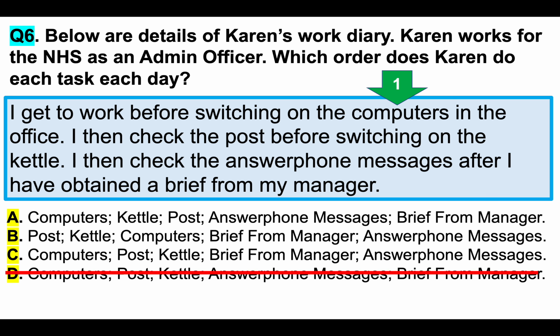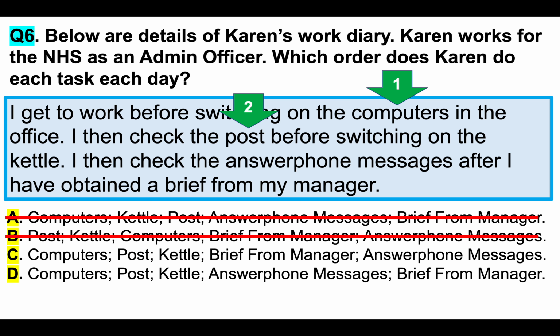So we can eliminate B straight away. So it's either A, C, or D. Now, the second task, it says, I then check the post. Well, if we look at answer option A, the second task is kettle, so it can't be A. So we are left with C or D.